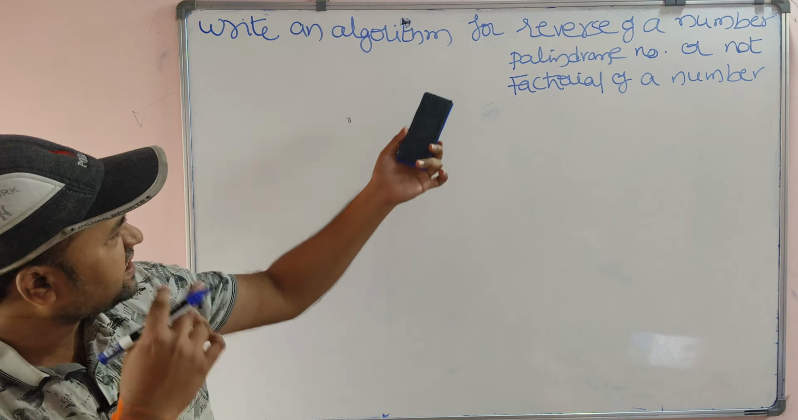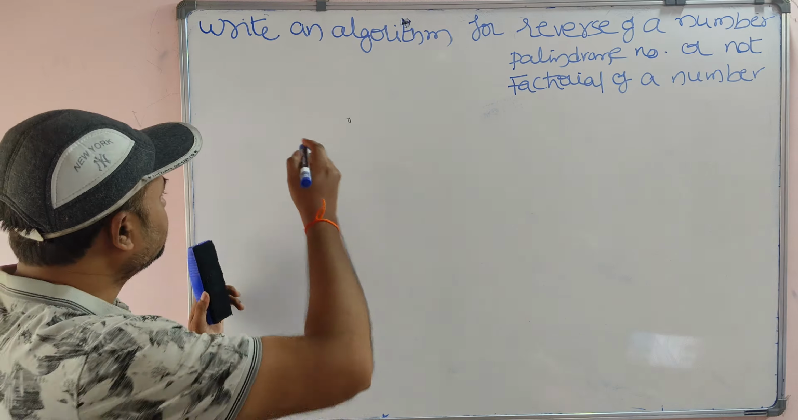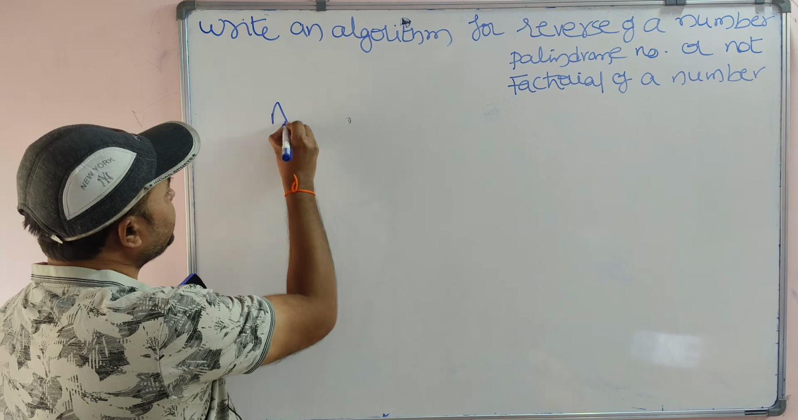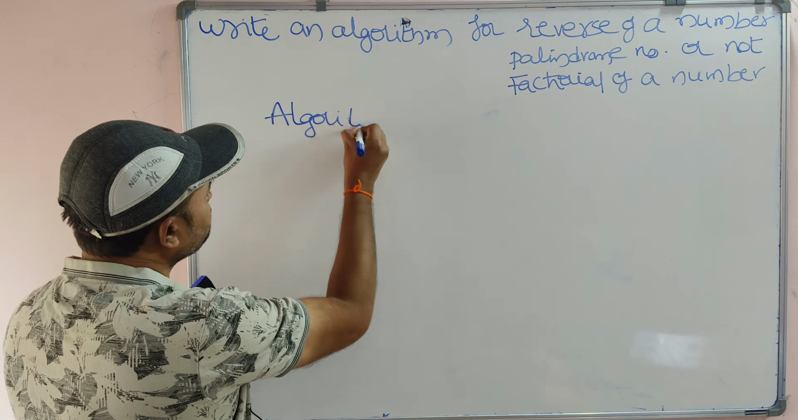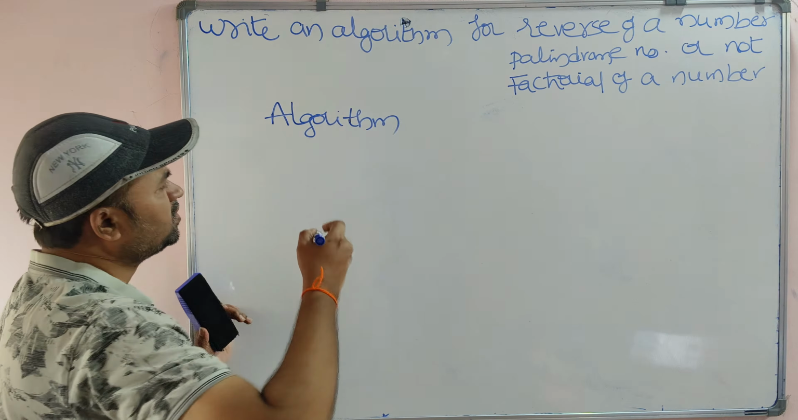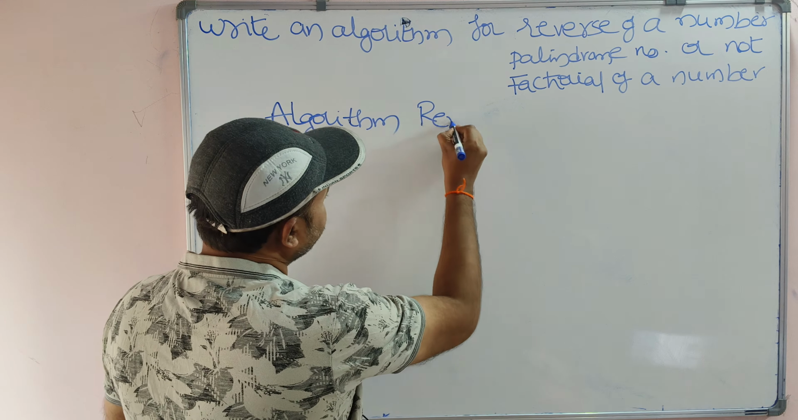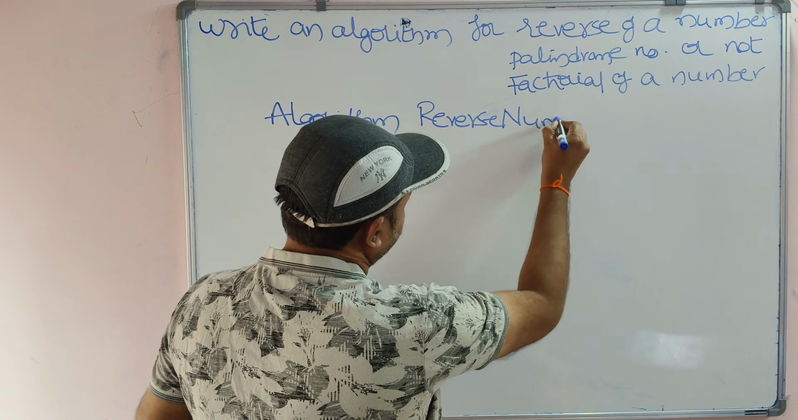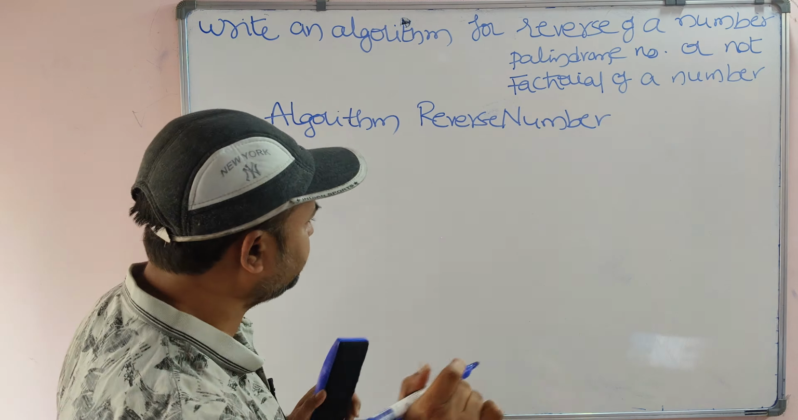So let's see the first algorithm, that is reverse of a given number. So here we know how to write the algorithm. An algorithm starts with an algorithm heading. So we have to use a keyword called algorithm followed by the name of the algorithm. Let the name of the algorithm be reverse number. So this is the algorithm heading: algorithm keyword followed by algorithm name.